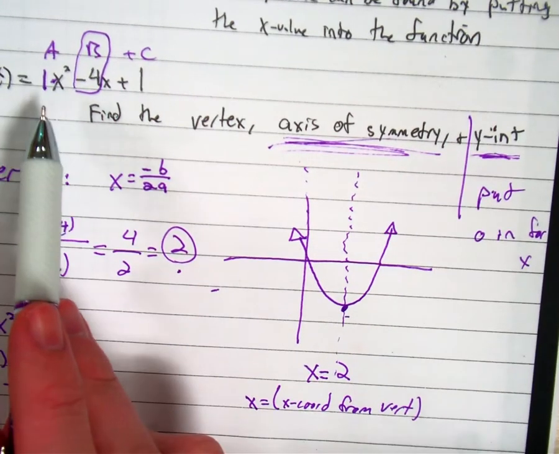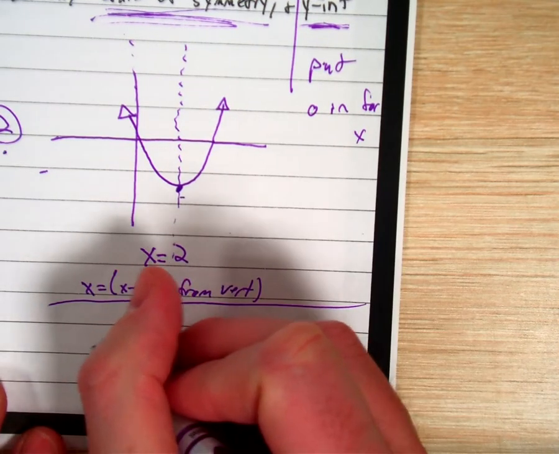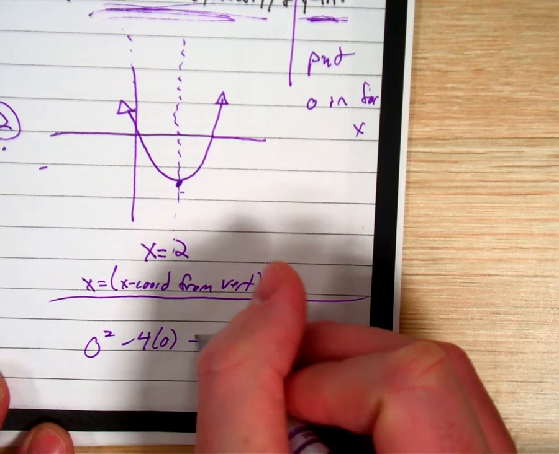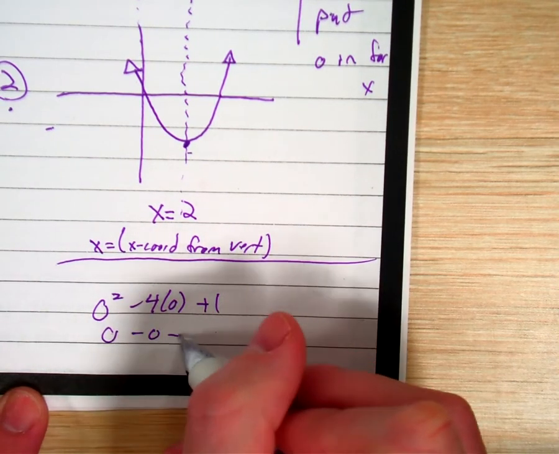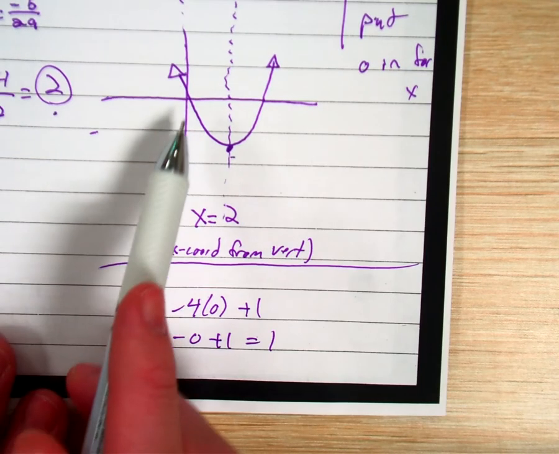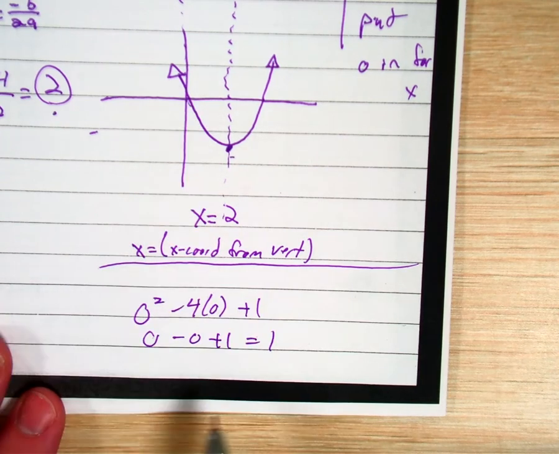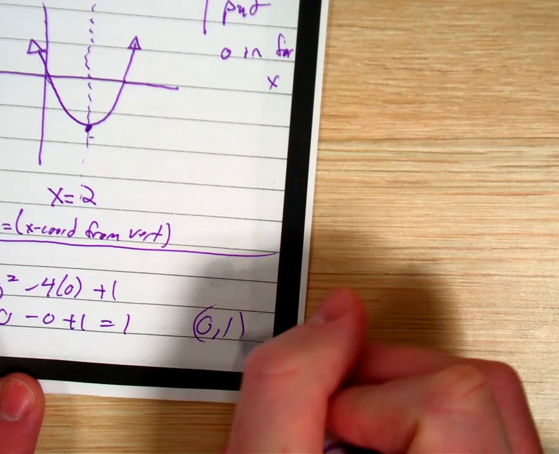But we'll go the long way. How about that? We'll show all the work here. 0 squared minus 4 times 0 plus 1. 0, 0, 1. So my y-intercept, and I did a decent job of guessing, it looks almost like 0, 0, but we're a little bit up. We're going to go through at 0, 1 for our y-intercept.